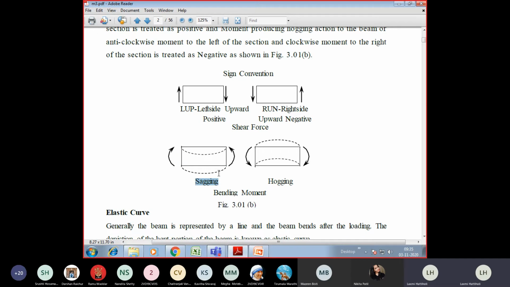For this sagging moment, please observe how the moment has been generated here. Can you see this moment? On both sides I have shown the moment. On the left side it is acting clockwise, on the right side it is acting anti-clockwise. Because of this, the bending has occurred. So this type of bending of the beam is called sagging, and the bending moment is called the sagging bending moment.